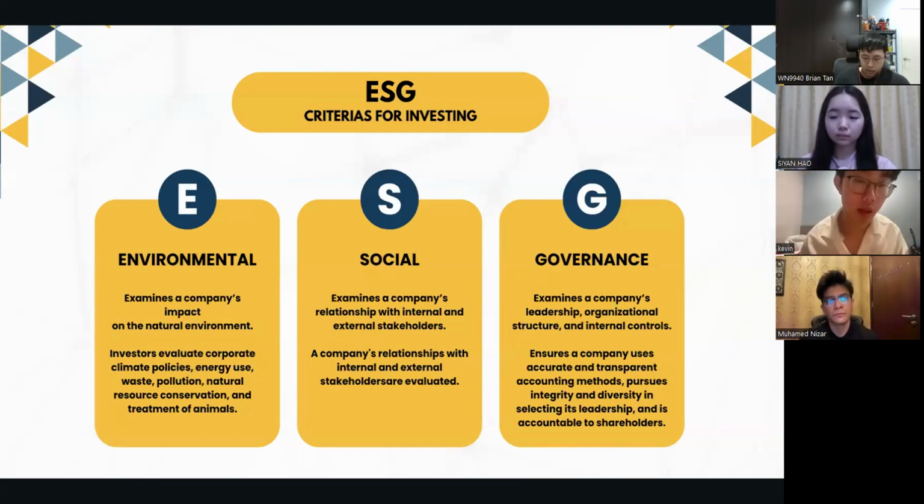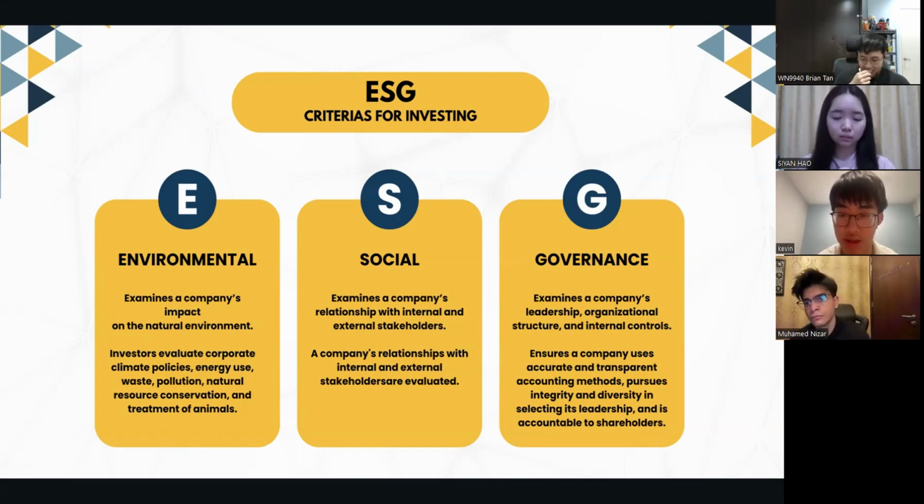So what is ESG? E stands for environmental criteria, which examines a company's impact on the natural environment. S stands for social criteria, which examines a company's relationship with internal and external stakeholders. G stands for governance criteria, which examines a company's leadership, organizational structure, and internal controls. So these are criteria one should follow before investing to ensure sustainability. And issues might arise if they don't follow these criteria, which we will be presenting.